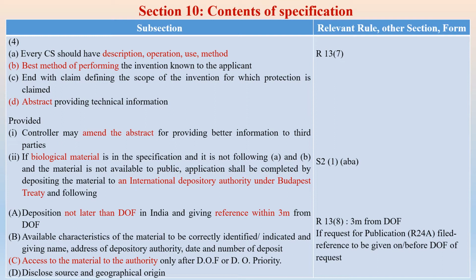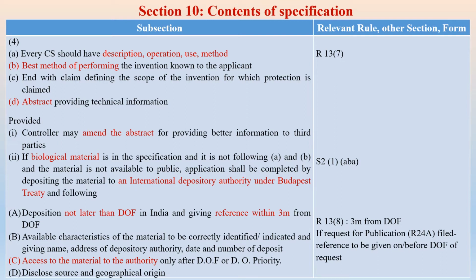The Budapest Treaty is defined in Section 2(1)(ba). There are four subclauses: capital A, B, C and D. The deposition should be done not later than the date of filing the application in India, and the reference to be given within 3 months from the date of filing the application. This is said in subclause A.